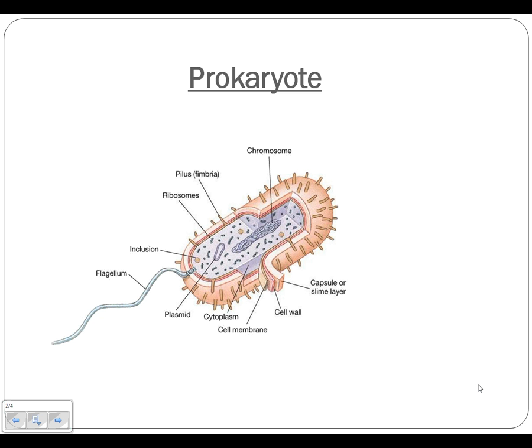Okay, let's begin our cell review. We'll start with the prokaryotic cell. Here you can see a prokaryote, and looking at the prokaryote, you notice that it does have a cell wall, and prokaryotes also have a cell membrane. But if you look inside of the cell, you'll notice there's no nucleus.